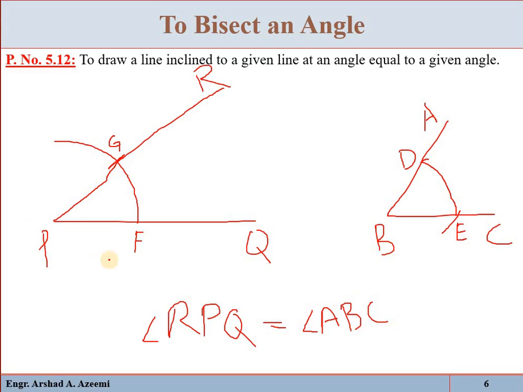See, line PQ was given and angle ABC was given. Now the requirement was to draw a line at an angle equal to ABC. So with center B and any radius, draw an arc. So here we will have two points, E and D. Now with the same radius and center P, draw an arc here. Suppose that is point F. Now at center F and radius equal to ED, mark a point here, join it with P and extend it, so these two angles will be equal.